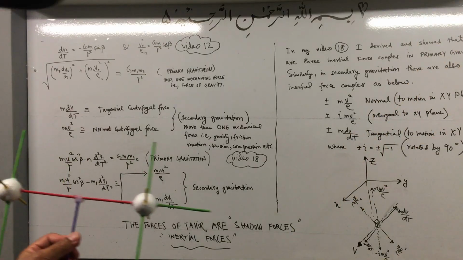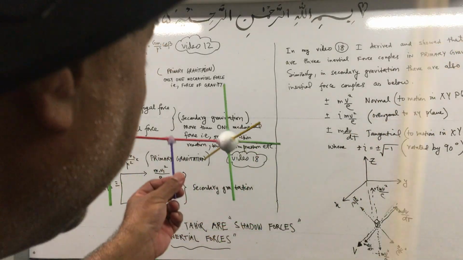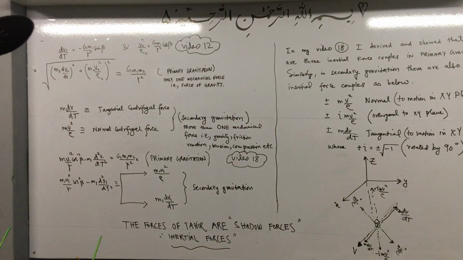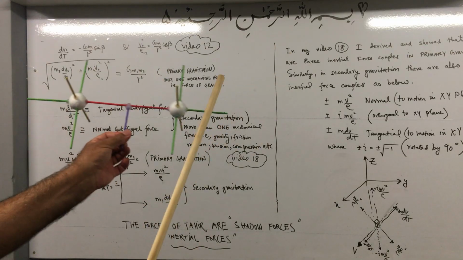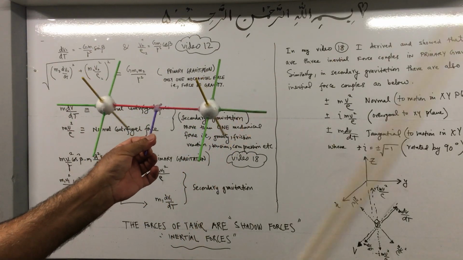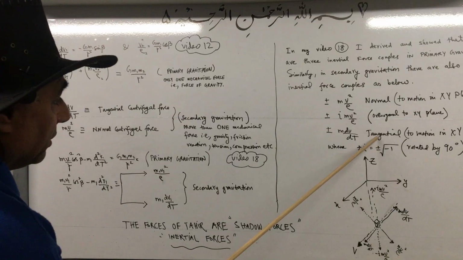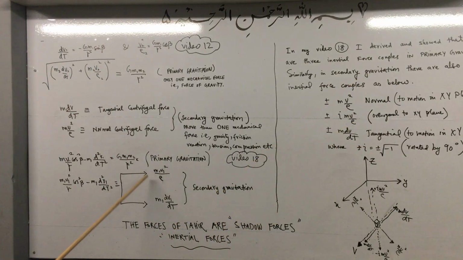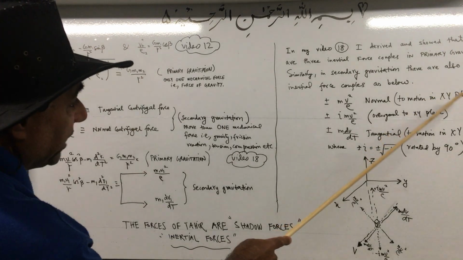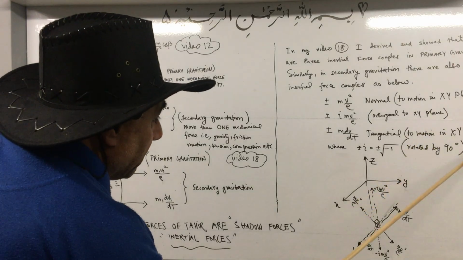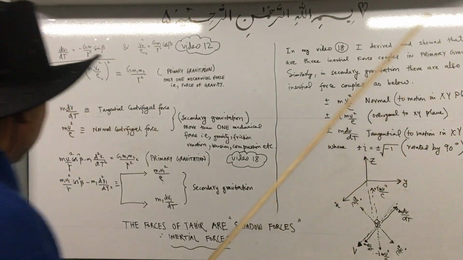But when a second force other than gravity starts acting on one of the particles, first of all, the binary star system breaks completely. And then our Tahirian centrifugal force breaks up into its two extreme components, m1 v1 square over r and m1 dv1 over dt. This is the tangential component, and this is the normal component. Normal to motion in the xy plane. This one is tangential to motion in the xy plane. This one is orthogonal to the xy plane.